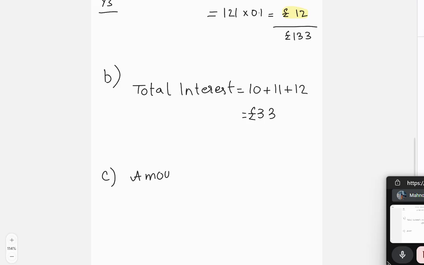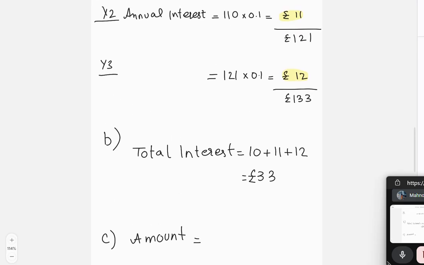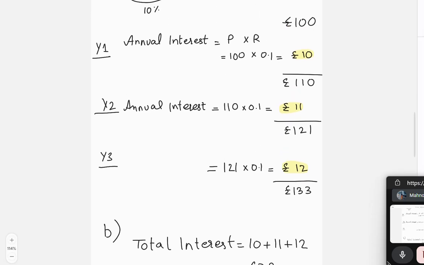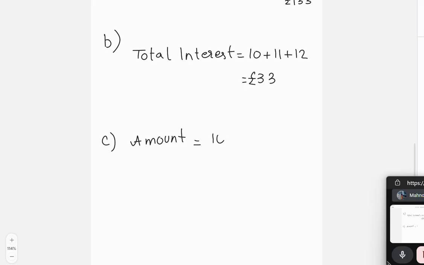So basically, this amount should be compounded. Why? Because we are learning about the compound interest. She had principal, the first principal here, and then she got the interest for first year, and then she got the interest for second year, and then she got the interest for third year. So that's how she got 133 at the end. This is the amount basically. The amount is principal and the total interest, which is 33. And it makes 133 altogether.